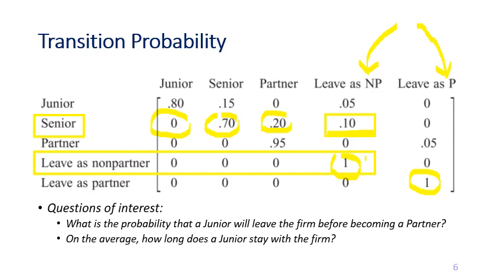So some questions of interest regarding this problem. The first is: what is the probability that a junior, so junior is somebody who just joined the firm as the lawyer with the lowest rank, will leave the firm before becoming a partner? And then the second question of interest is: on the average, how long does a junior stay with the firm?